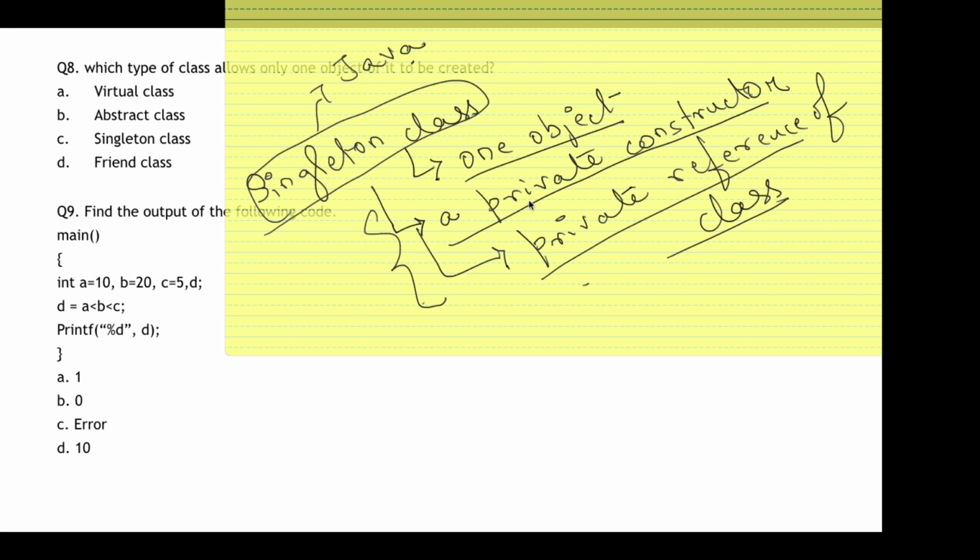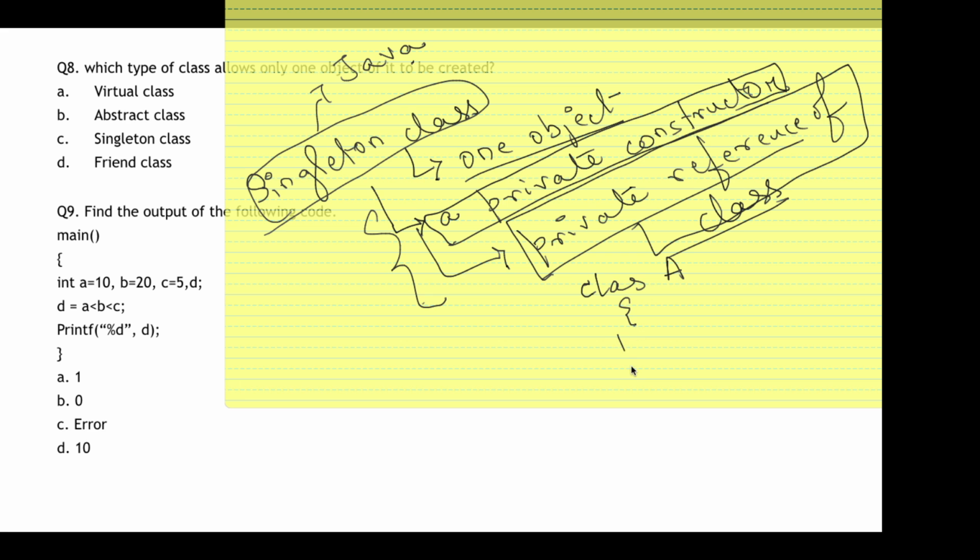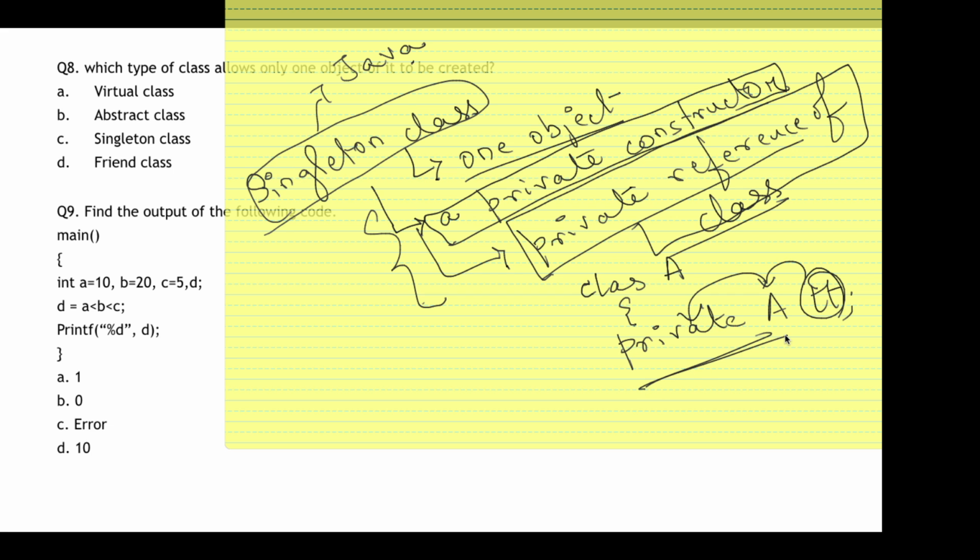Why does it have one object? Because the class has a private constructor and the class has a private reference of the class. Okay, what is the reference of the class? Suppose I create class A. And how do I create a private reference? I simply write private A t. So this is the reference of class A which is of private type. Okay, it's as simple as that.